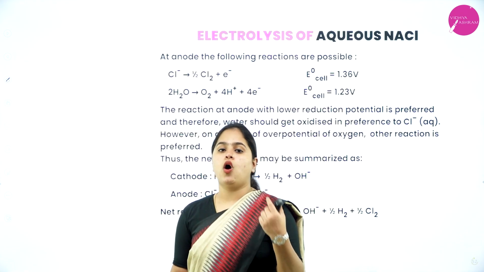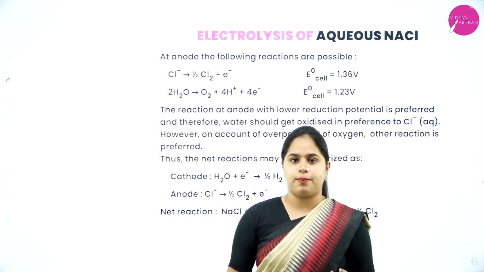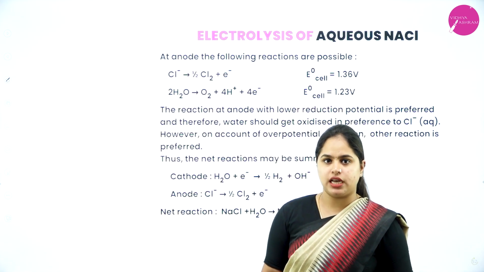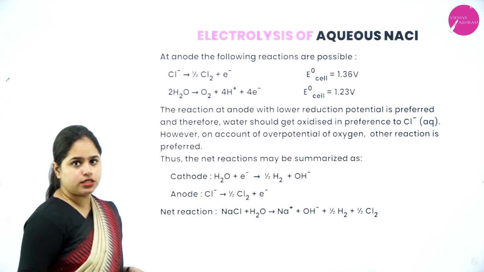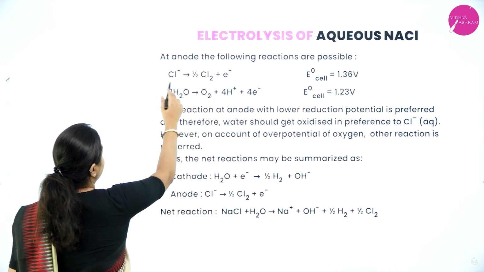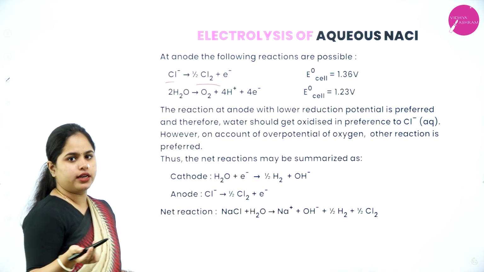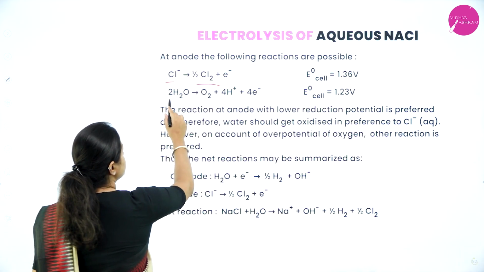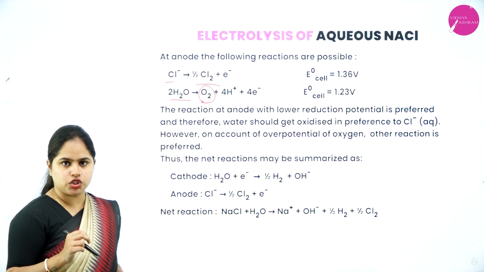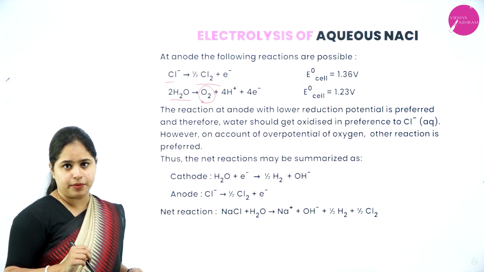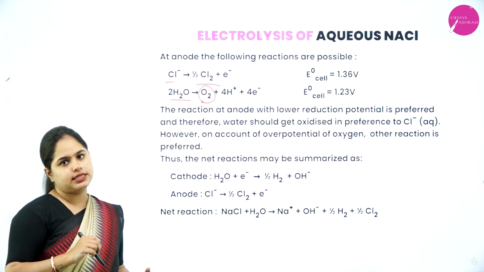Now moving on to the oxidation part. In the anode, what will happen? Again, two reactions are possible. The first one is at the anode, the following reactions are possible. First one is Cl minus gets oxidized to chlorine gas. Another possibility is water gets oxidized to oxygen. Two reactions are possible. Either chlorine gas is liberated or else oxygen gas is liberated.